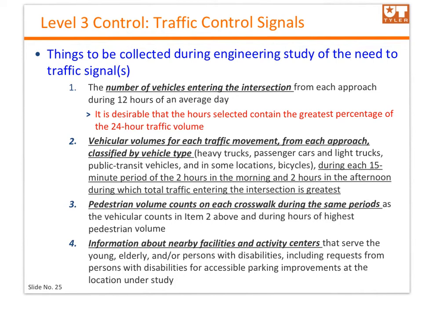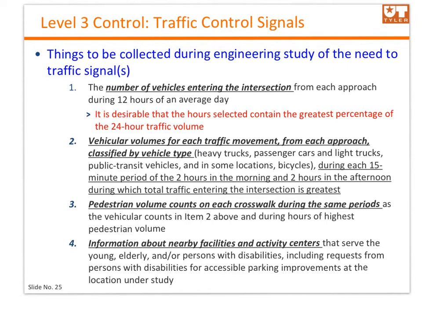We will be talking about the 9 warrants, and before going to the 9 warrants, there are several things that need to be collected during the engineering study of the need of a traffic signal. The very first thing that you need to capture is the number of vehicles entering the intersection from each approach during 12 hours of an average day. So how would you pick those 12 hours? It is desirable that the 12 hours selected contain the greatest percentage of the 24-hour traffic volume.